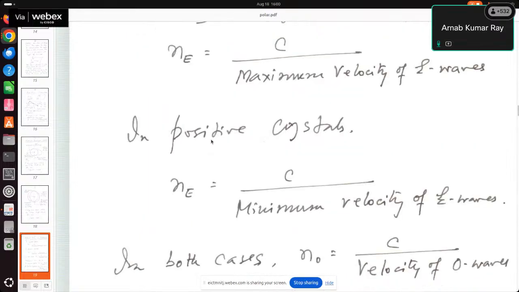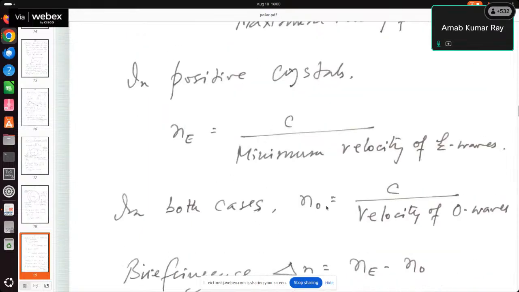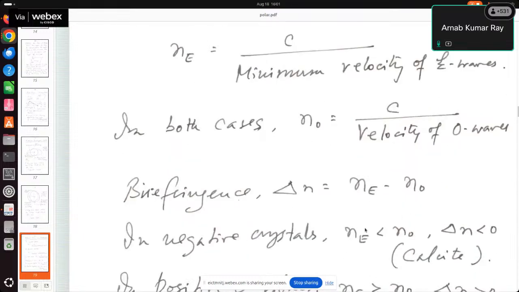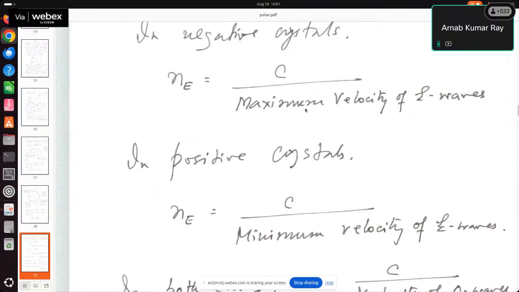So in positive crystals, it is the other way around. In both cases, the ordinary refractive index will be c divided by the velocity of the ordinary waves, or the ordinary rays. So birefringence is defined as the refractive index of the extraordinary rays minus the refractive index of the ordinary rays. In negative crystals, such as calcite, note that it is defined by c divided by the maximum velocity, right?